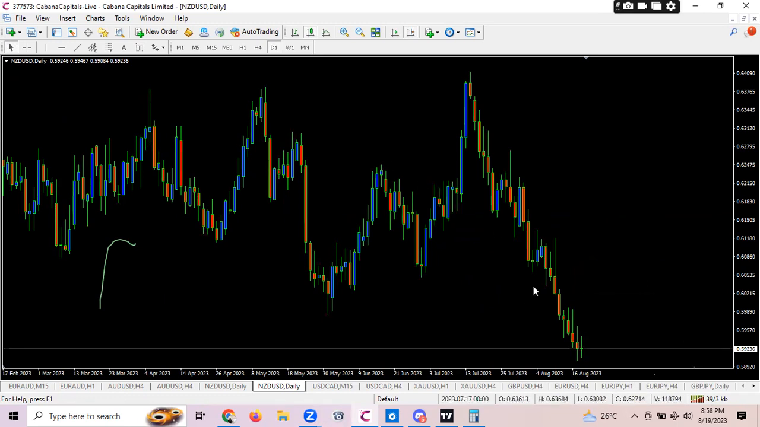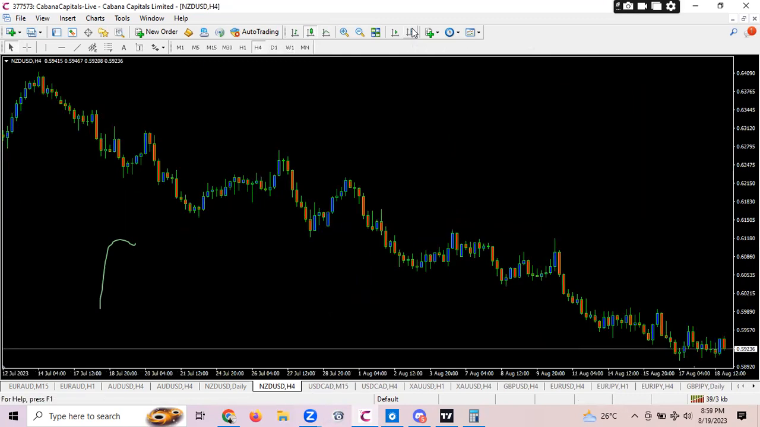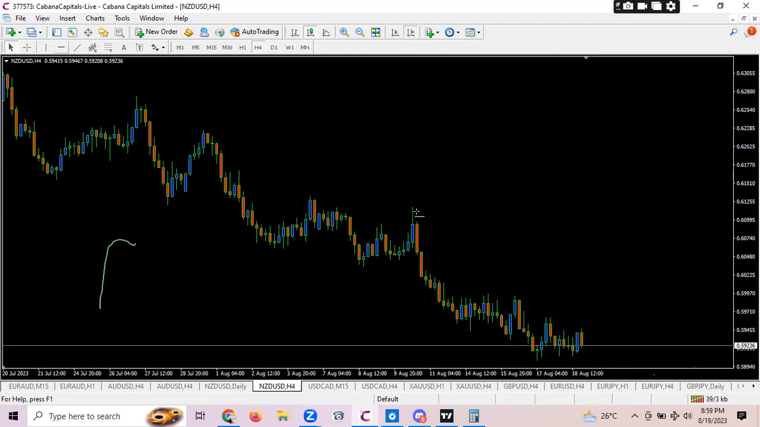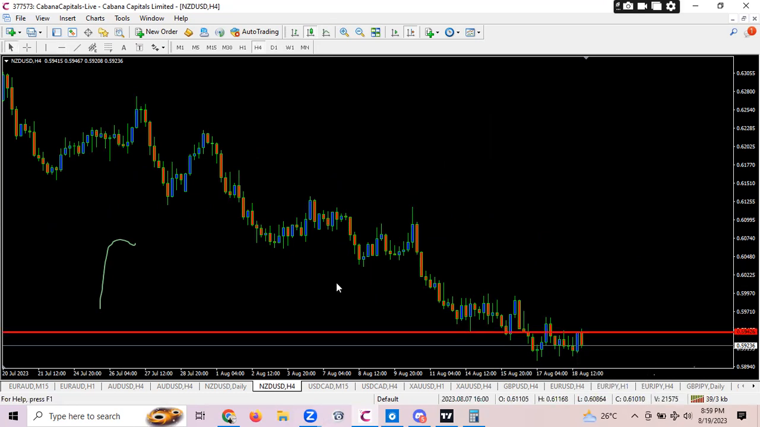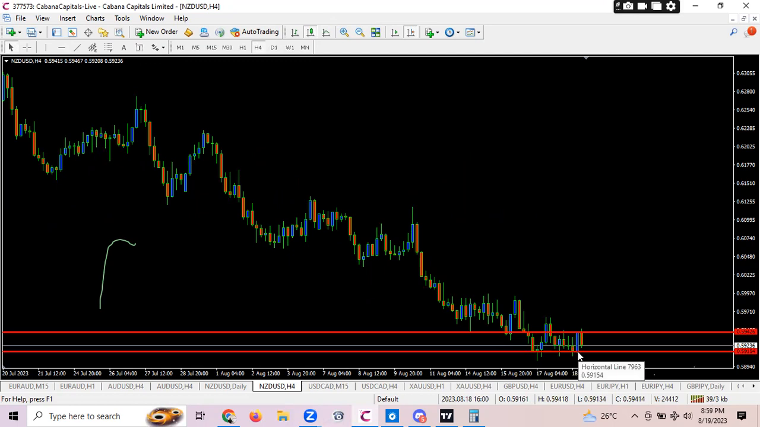Okay, now before we go back to weekly, what you need to do on daily is to identify the resistance and support for last Friday market. Let's go to 4-hour. It's on 4-hour we'll find resistance and support. Okay, so this was Friday resistance. Okay, and the support, this was the support. So it's either price breaks support or breaks the resistance.